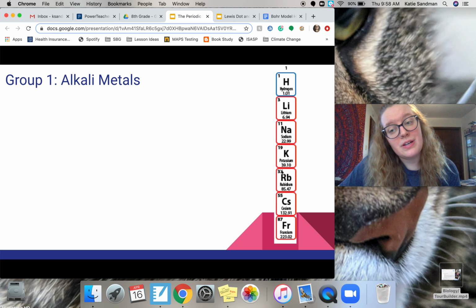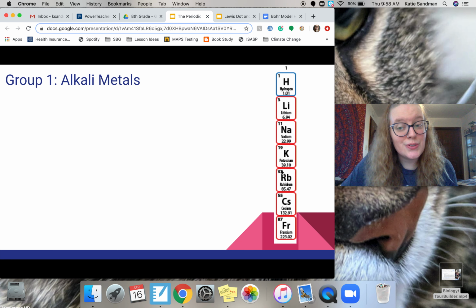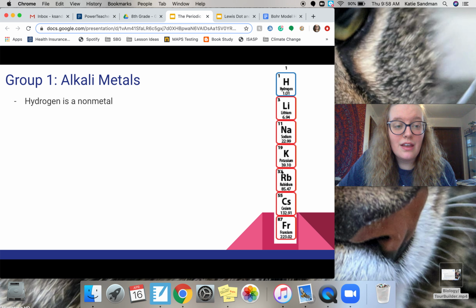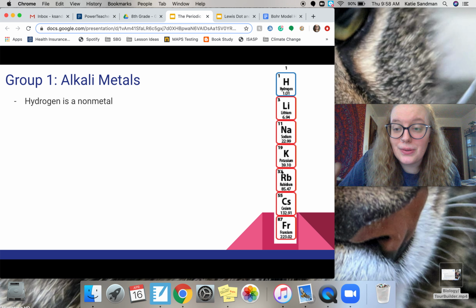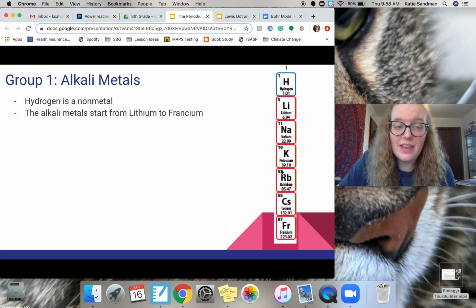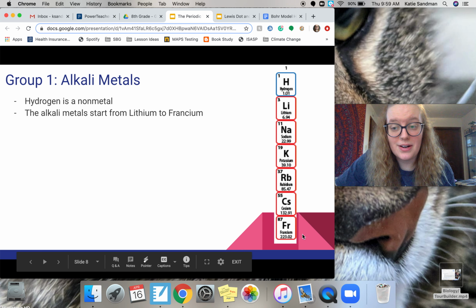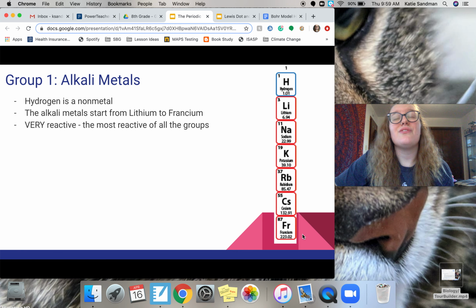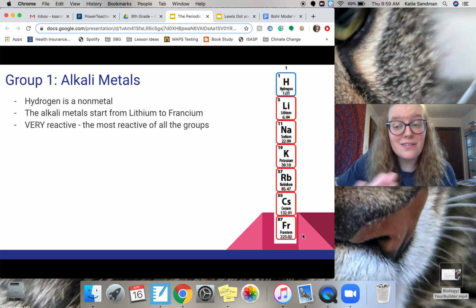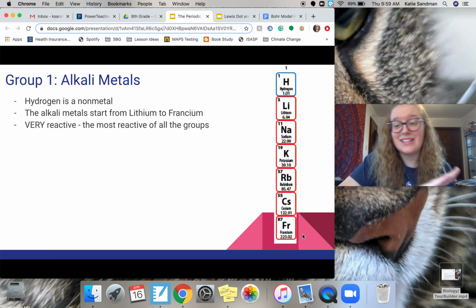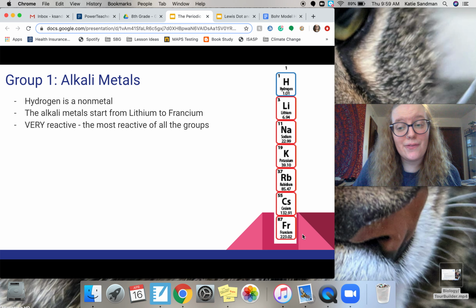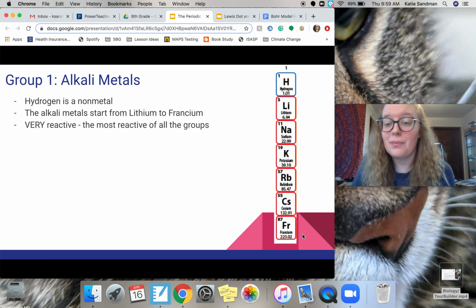So going right into it, we're going to talk about each group individually and some properties of them. Our group 1 is called the alkali metals. With our metals, hydrogen is a nonmetal, but it's still in that group. The alkali metals start from lithium, Li, down to francium, Fr. These are very, very reactive. They are the most reactive out of the entire periodic table, and we're actually going to figure out why in our upcoming lessons here.